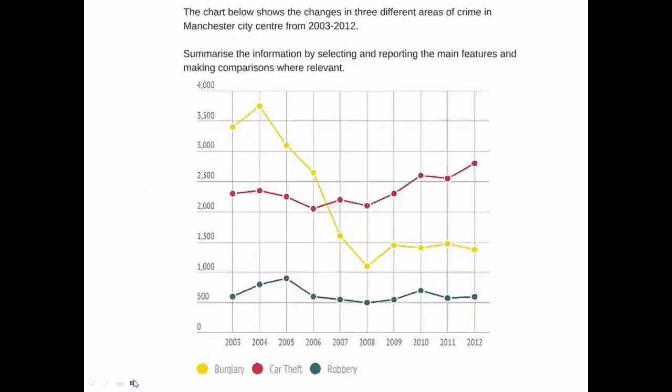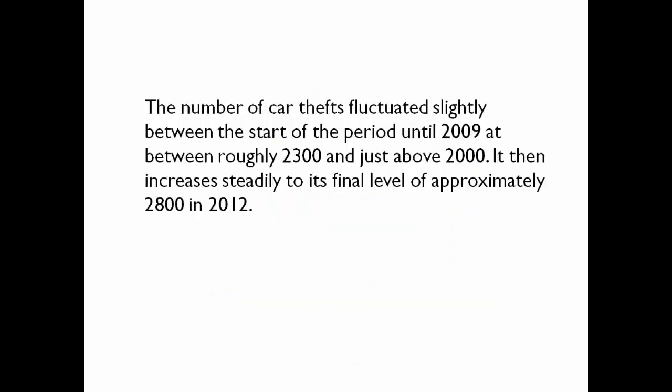So let's do the same thing again with car theft. So car theft, we're not going to talk about the value from 2003 to 2012. We're going to break it up into smaller pieces. So the most logical way to do that is to describe this and then to describe this. And if we put that into a paragraph, the number of car thefts fluctuated slightly between the start of the period until 2009 at between roughly 2,300 and just above 2,000.